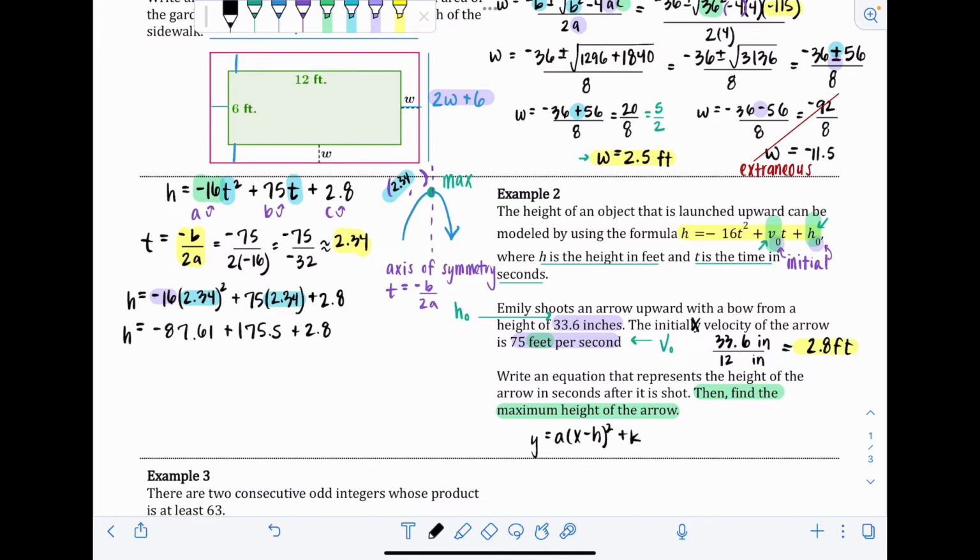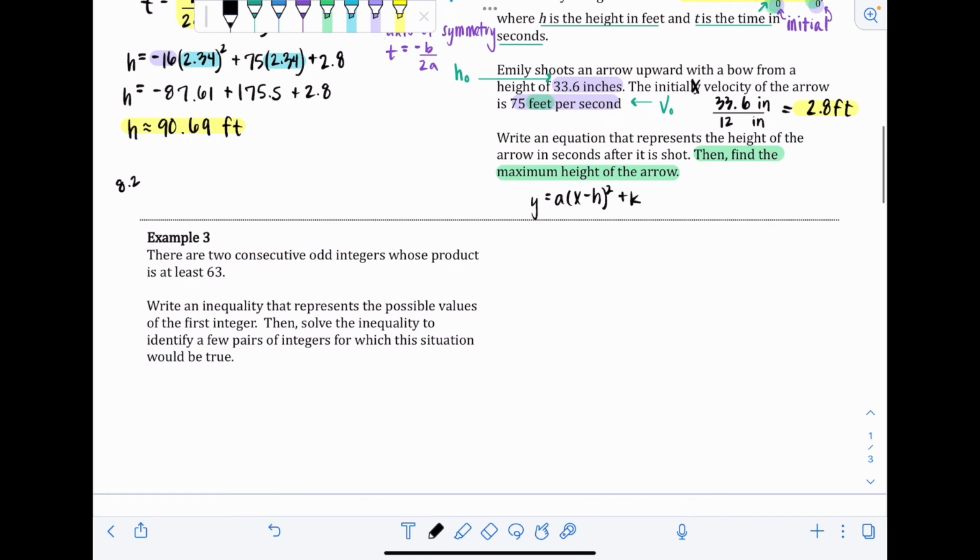And now we can add those all together. So negative 87.61 plus 175.5 plus 2.8 is 90.69. So the max height is approximately 90.69, and this was in feet. Okay, so like I said, this is one way. There is another way. The other way is written in workbook 8.2. You can decide which one works best for you.